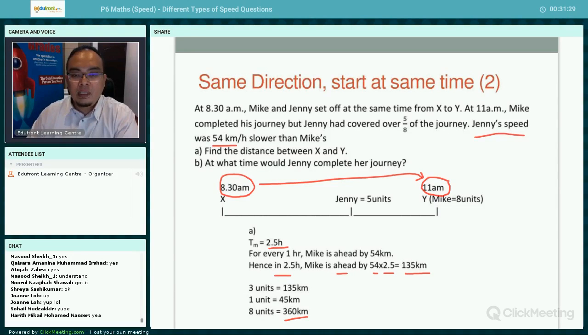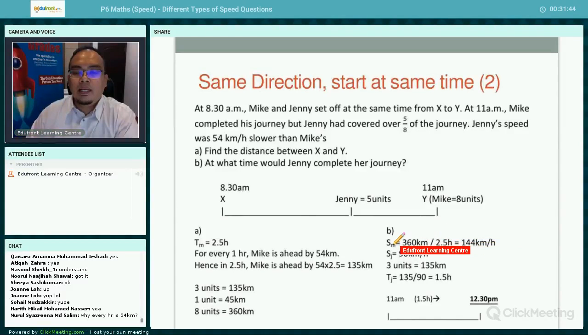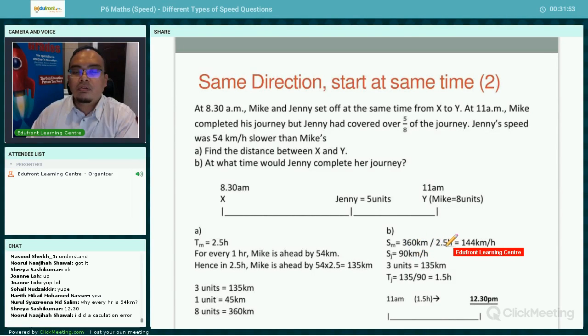Alright? Okay, for part B, at what time would Jenny complete her journey? Okay, now let's take a look here. Since the total distance is 360 kilometers, let's calculate the speed for Mike. Since the distance is 360 kilometers, Mike took 2.5 hours, so Mike's speed is 360 divided by 2.5. Speed is distance divided by time, 144 kilometers an hour.